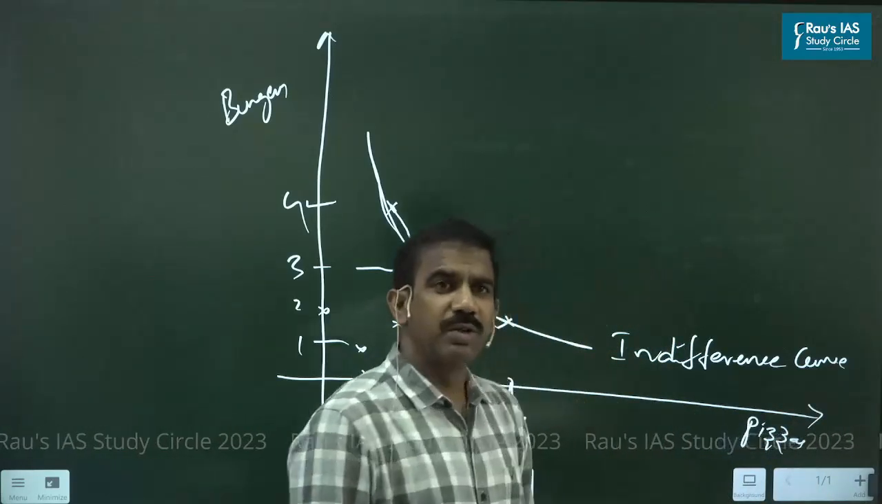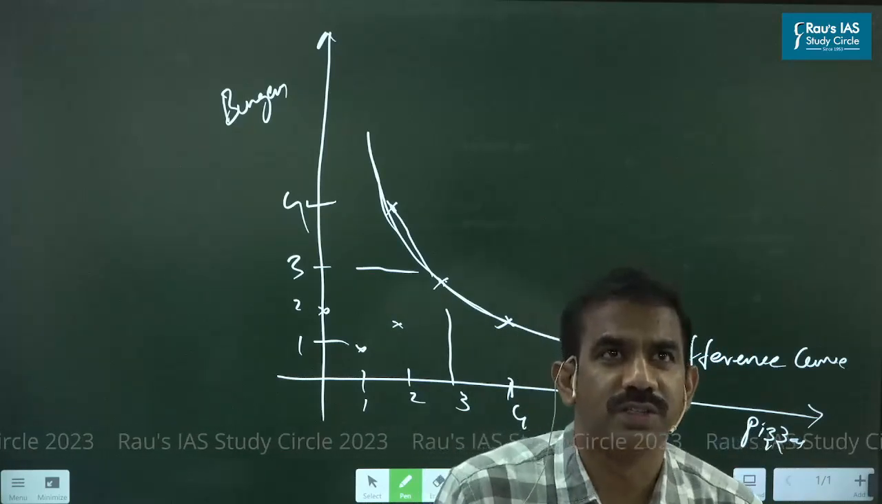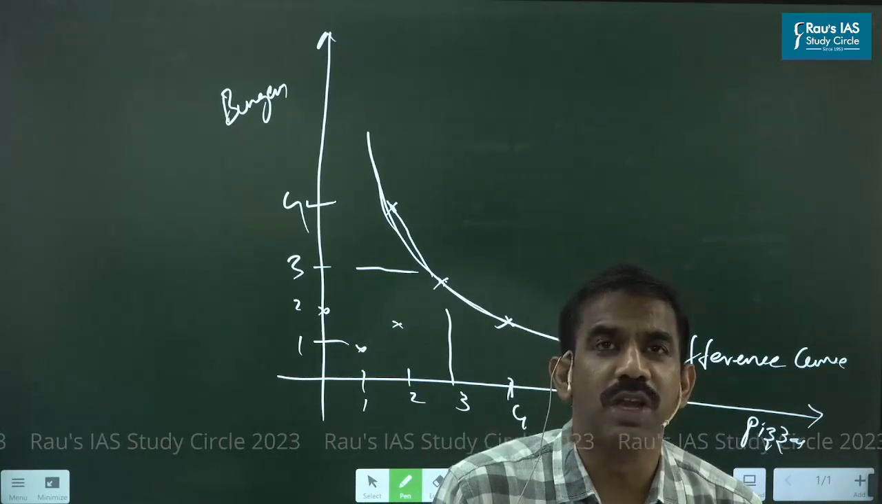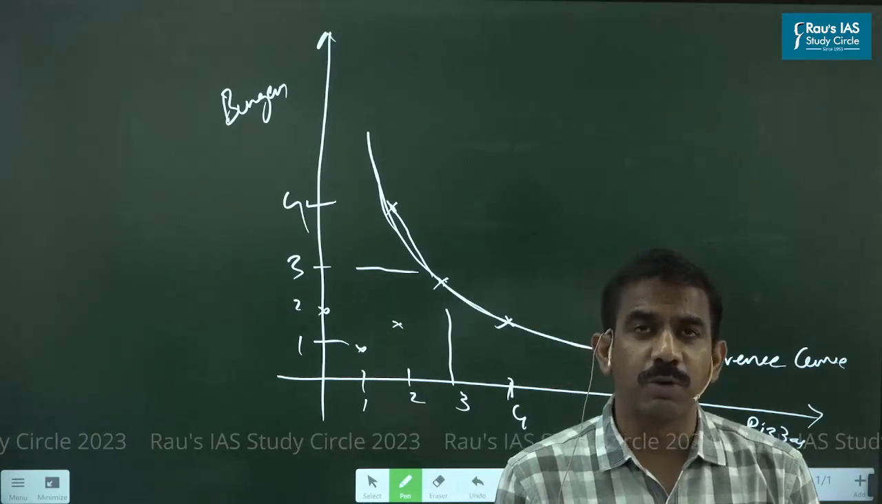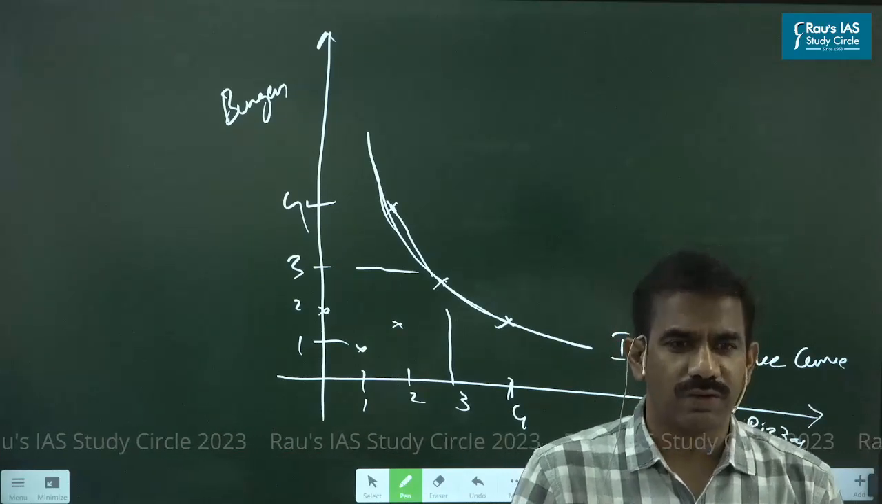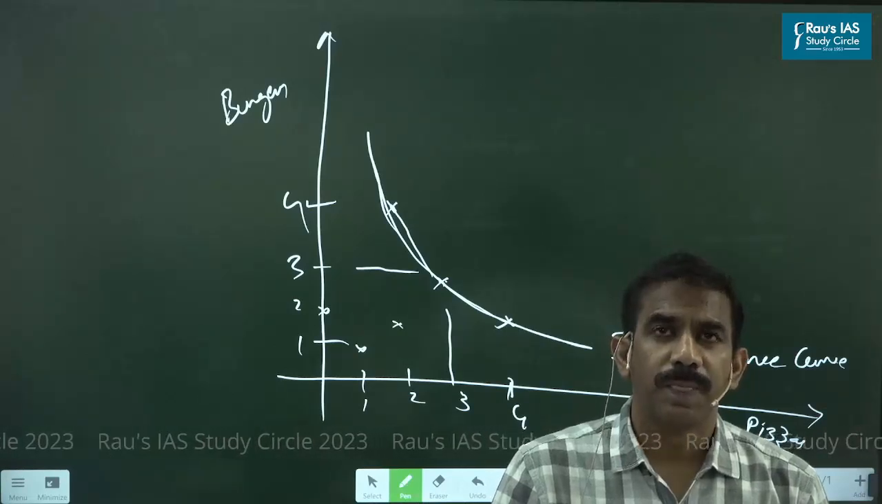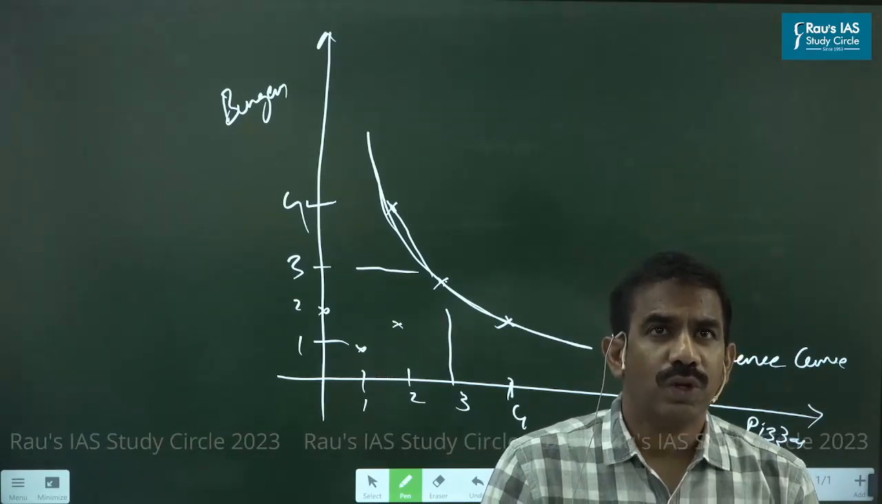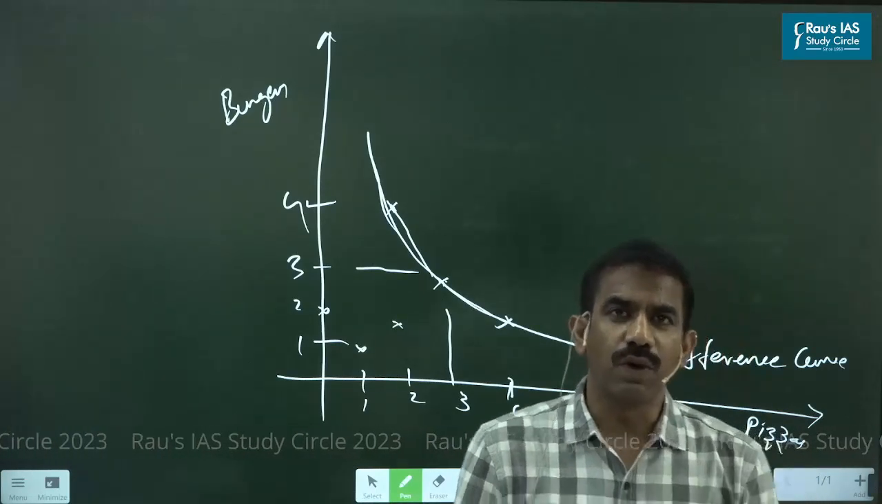So what does it mean, indifference curve? It means this gentleman is indifferent in consuming any of these combinations. So that means he doesn't make any difference with respect to the consumption of any possible combinations on this curve. Clear? Is that clear now? Raj, following?